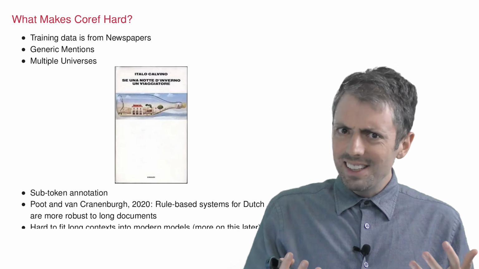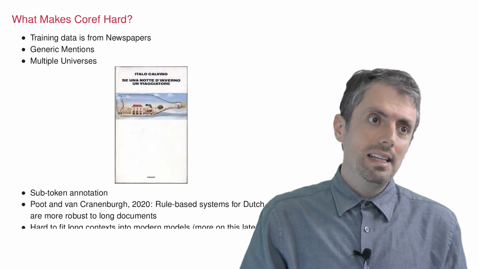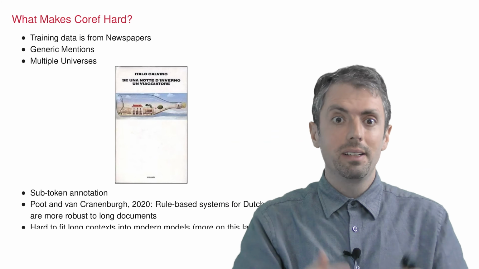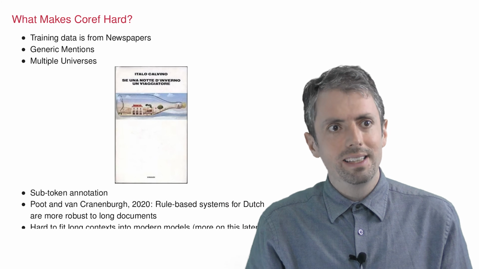Another issue in fiction especially is that oftentimes there are multiple universes that interact, and this is particularly a problem when you're talking about an author like Italo Calvino.